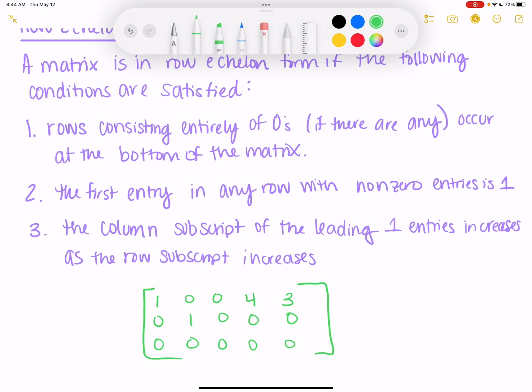So a row of all zeros has to be at the bottom. The first entry in any row has to be a 1 if it's not 0. So it's okay to have the 4 and the 3 here afterwards, as long as the first one was a 1. And the last thing, the column subscript, sounds confusing, but it just means that if these two rows were flipped, I couldn't have the 1 here and then a 1 here. It has to go down as you go across to the right.